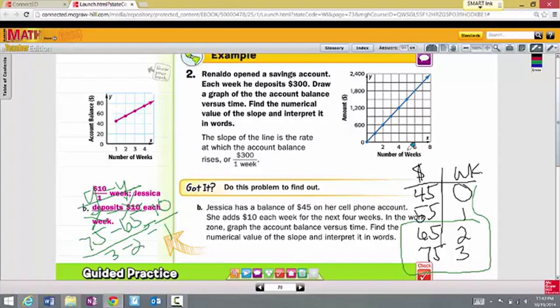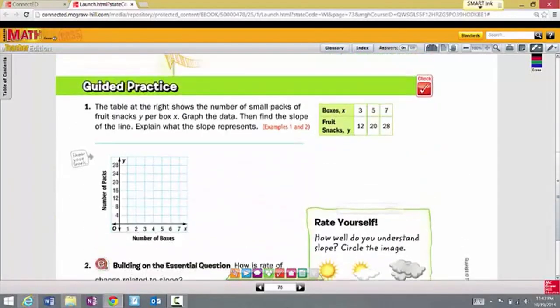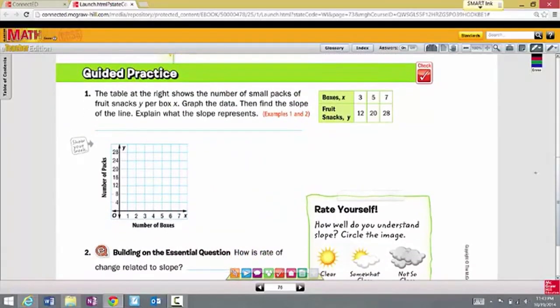Now, you have to say what this 10 over 1 means. Well, this means that Jessica deposits $10 each week. That's what it means. That's all. Okay? All right. So now, your homework is to do your guided practice in just one problem. Number 1. You need to calculate the slope, graph it, and tell me what it represents. Okay? That is it then.